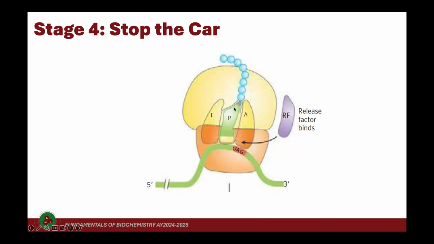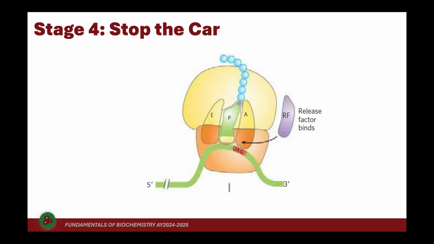Remember, you are growing the polypeptide from its C terminal, and you always find the last tRNA molecule in the P site. Okay, so for the termination stage, we need release factors. Your release factor will bind to your UAG, to your A site. So now your A site is facing the stop codon.